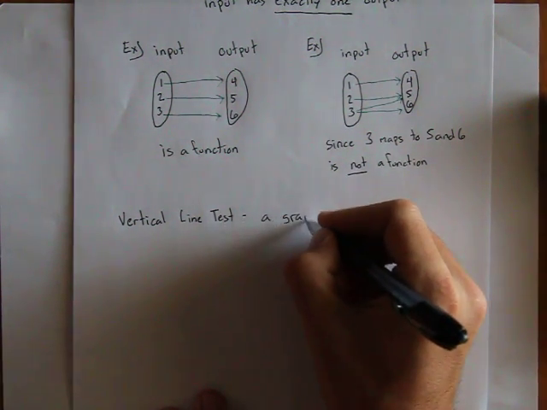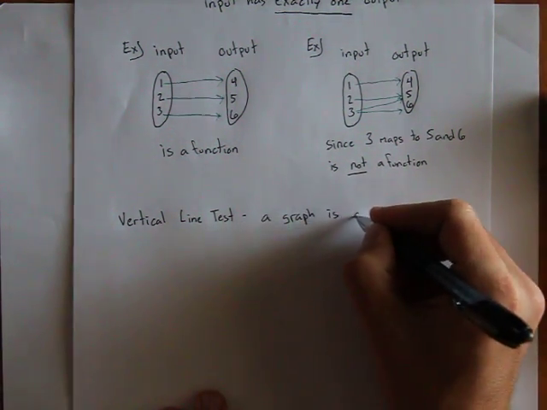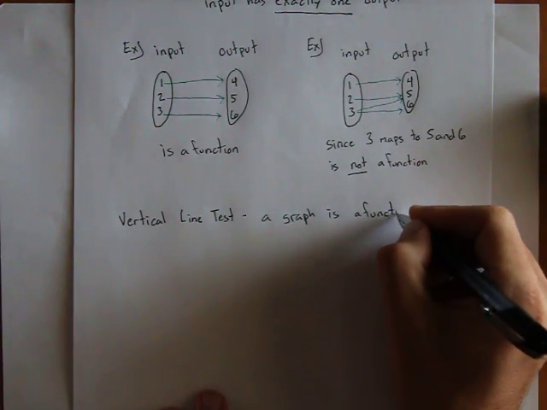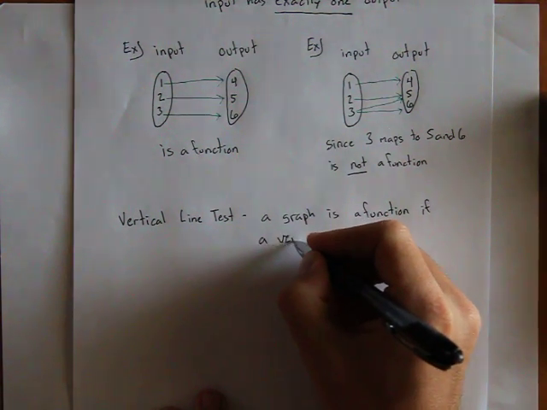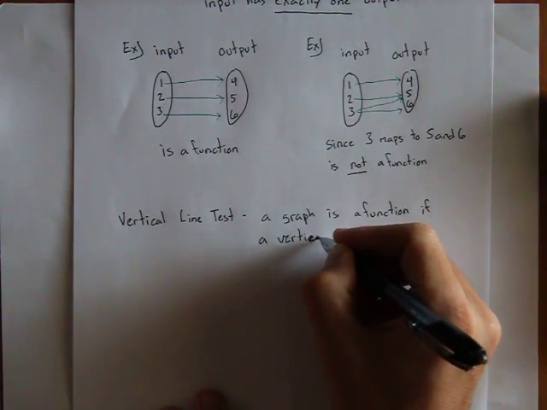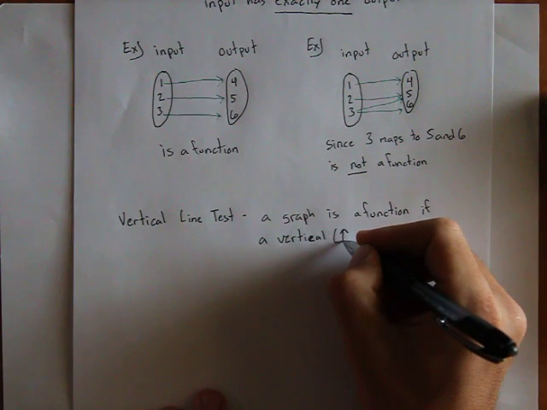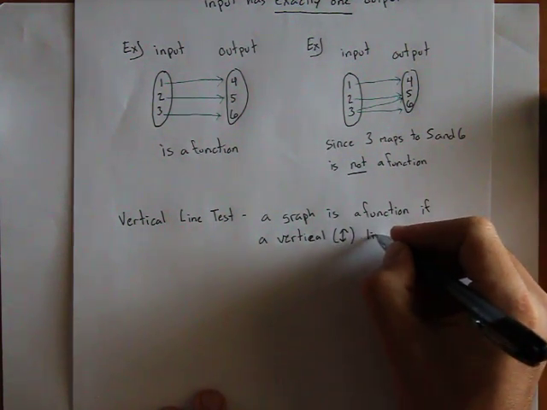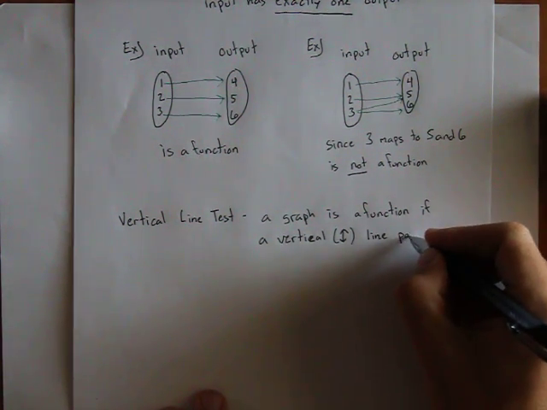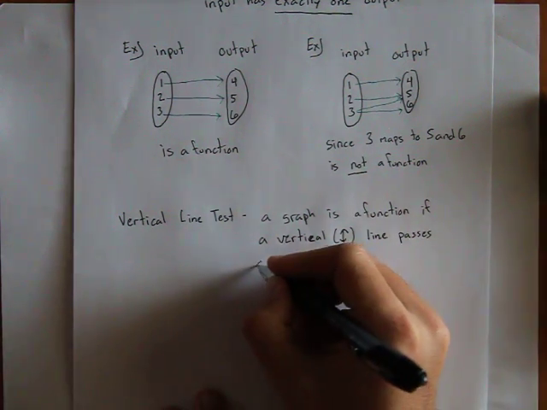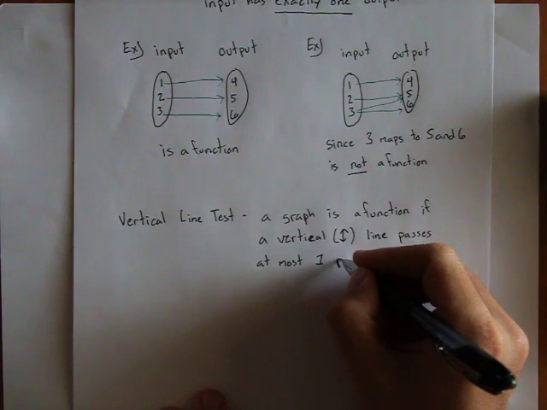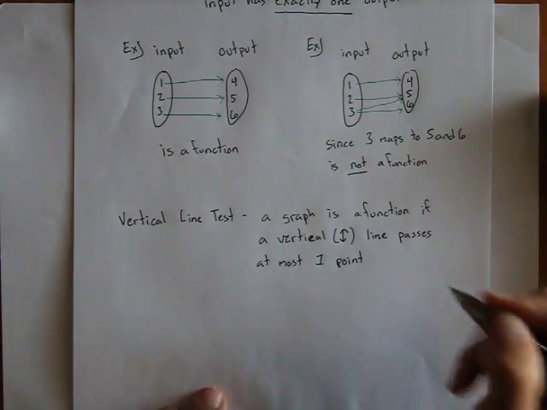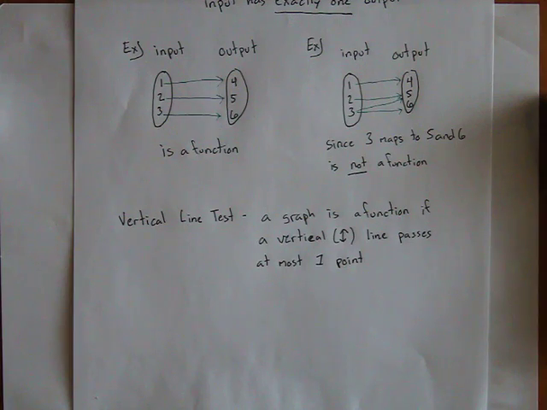A graph is a function if a vertical, if you need help remembering, vertical means up and down. If a vertical line passes at most 1 point. Okay, the moment it crosses more than 1 point on your graph, it is no longer a function.